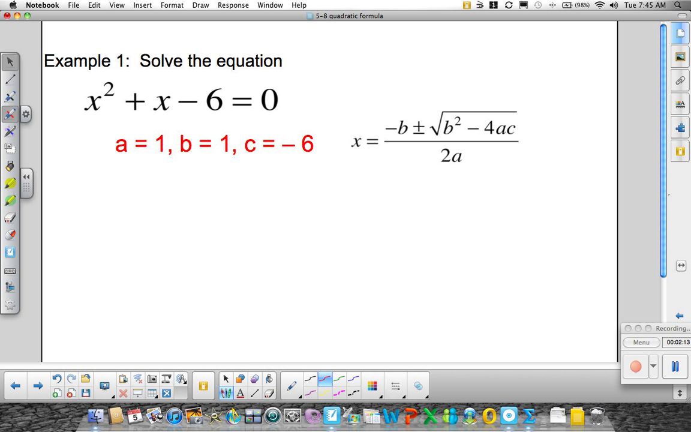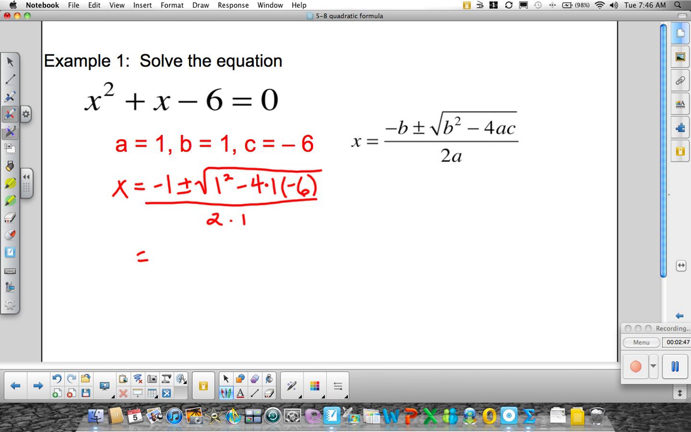So we'll get x is equal to negative b, so that would be negative 1, plus or minus the square root of b squared, so that would be 1 squared, minus 4ac, so that's 4 times a, which is 1, times c, which was negative 6. And all of that is over 2a, or 2 times 1. So now let's simplify it. First we're going to do inside the square root. 1 squared is equal to 1, of course. And then we're subtracting from that 4 times 1 times negative 6.